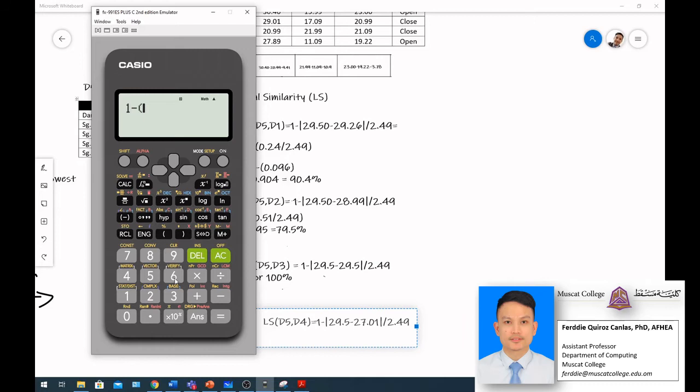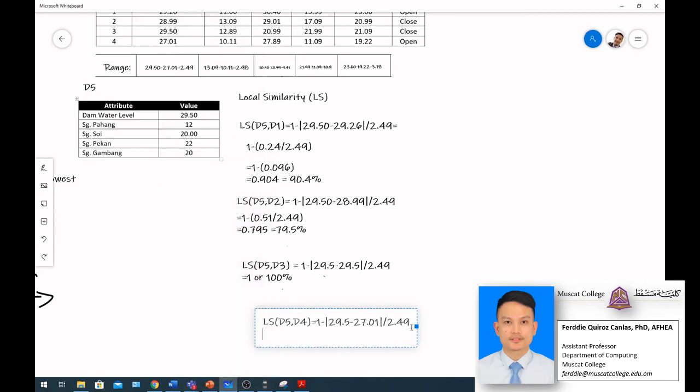1 minus close parenthesis, shift, absolute value of 29.5 minus 27.01, then close parenthesis, divide by 2.49. We will get 0. Is it 0? Yes, doctor, even me, it's 0. Okay, so we will get 0.